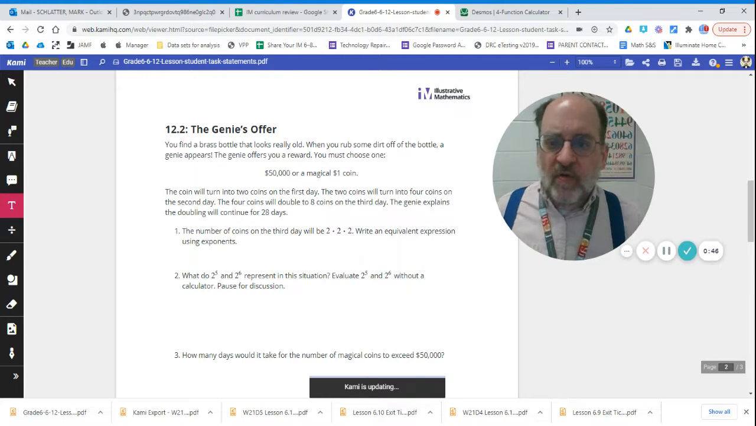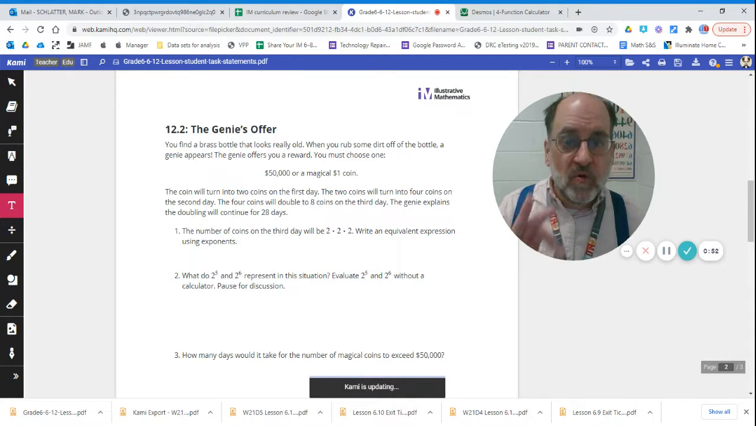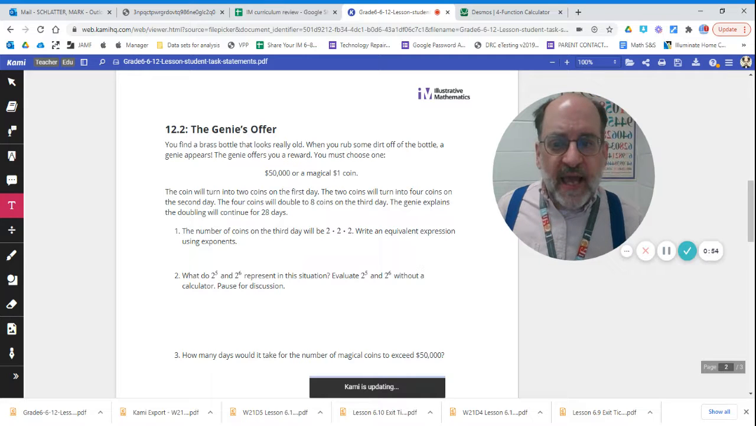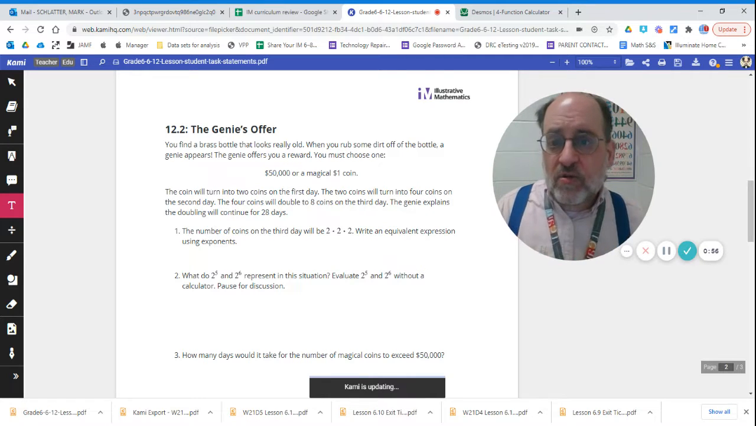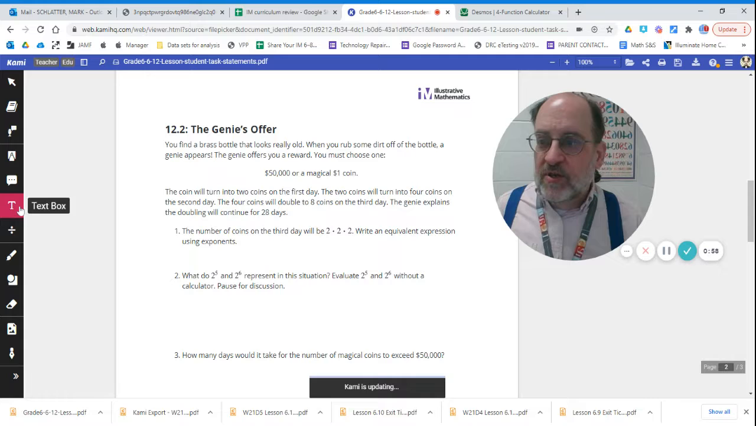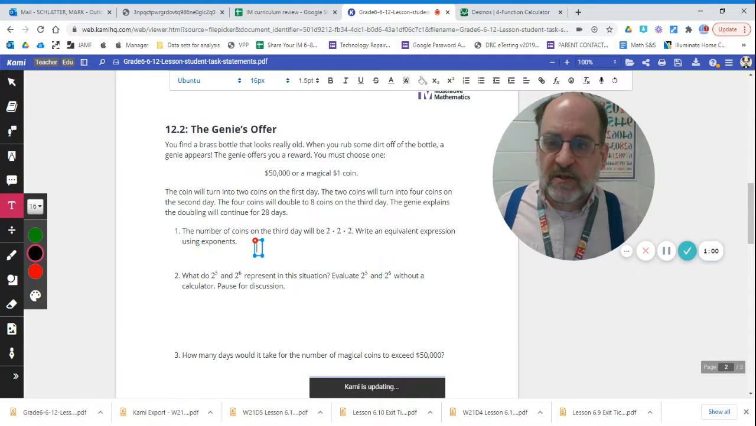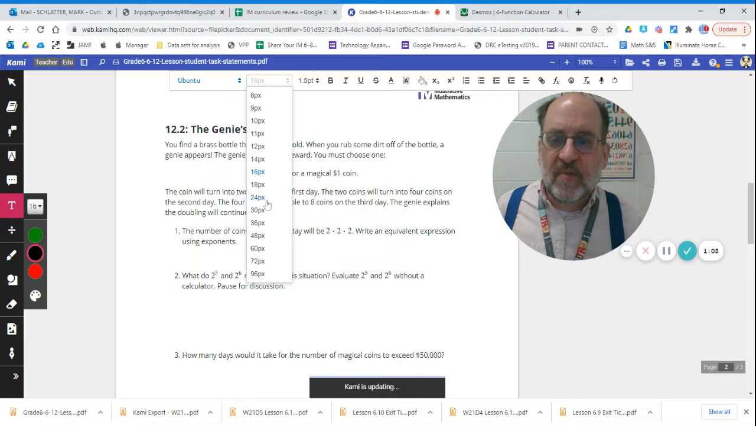All right, the number of coins on the third day will be 2 times 2 times 2. Write an equivalent expression. Hey, there's that word equivalent again, using exponents. To do that, here's my text box, and let's make things a little bit bigger so we can see them.